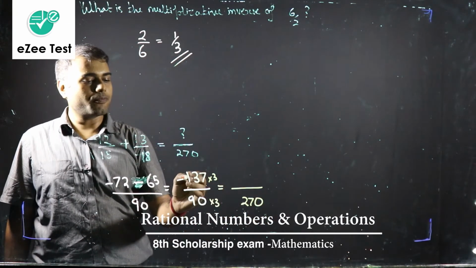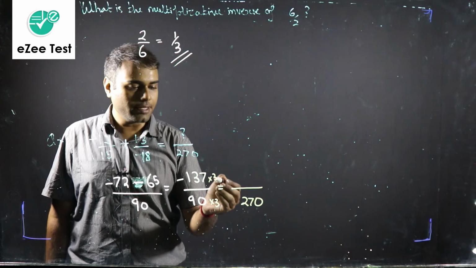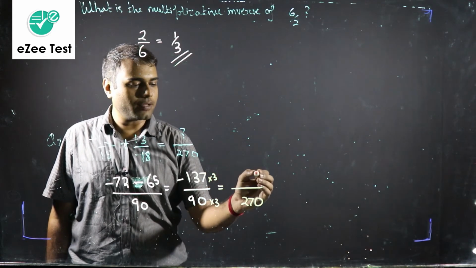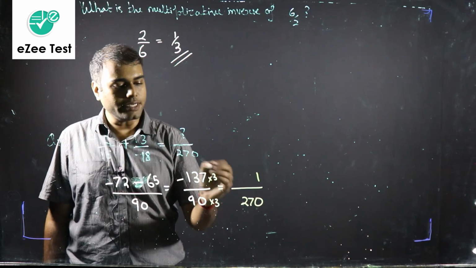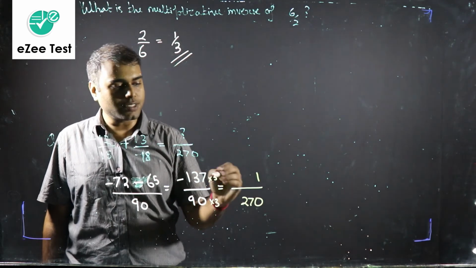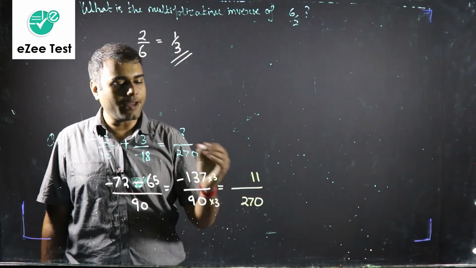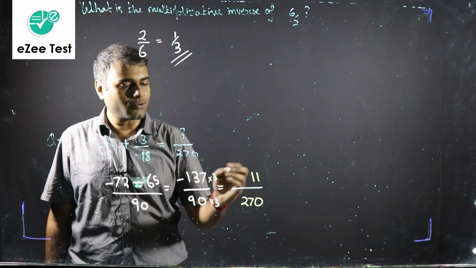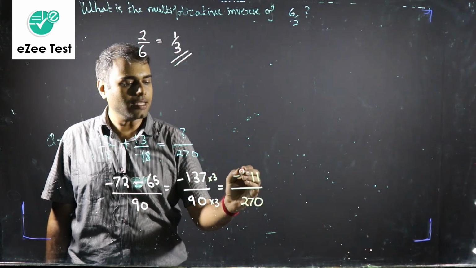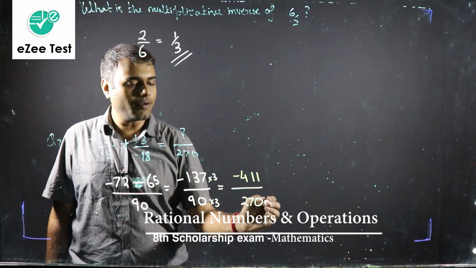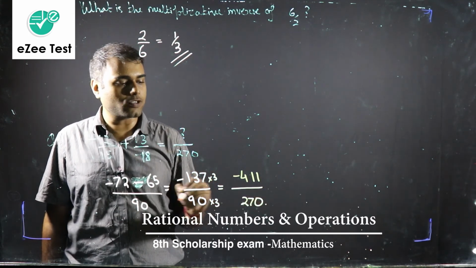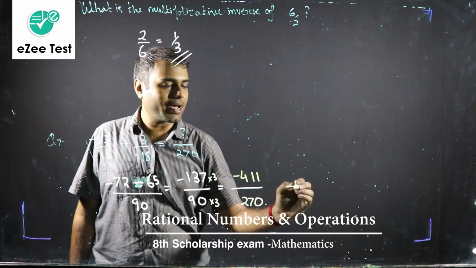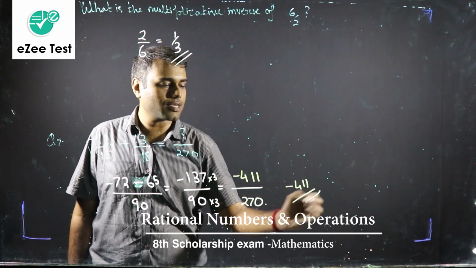And now what is 137 into 3? So 3 into 7 is 21. 1 and 2 carry. 3 into 3 is 9. Plus 2 is 11. 1 again and 1 carry. 3 into 1 is 3, and the carried 1, so 4. Minus 411. That's our answer. So what should we write in place of this question mark? The answer is minus 411. That is our answer.